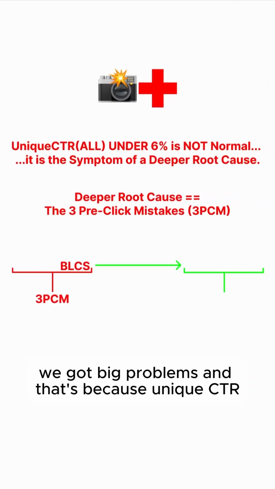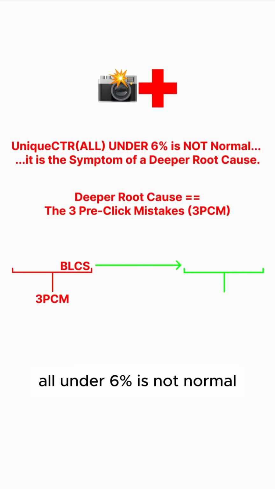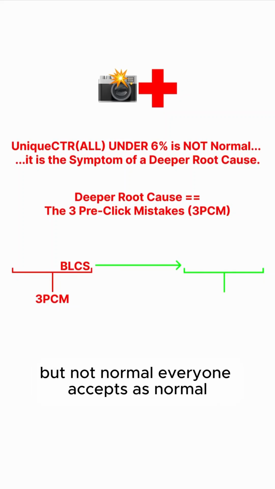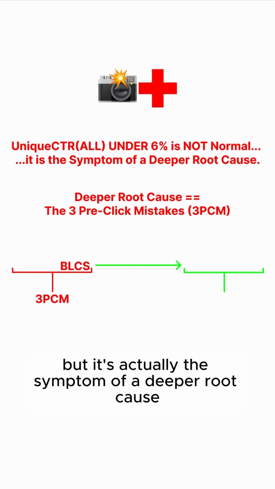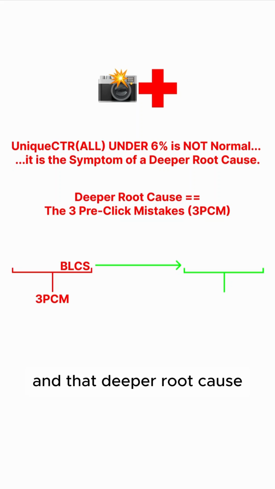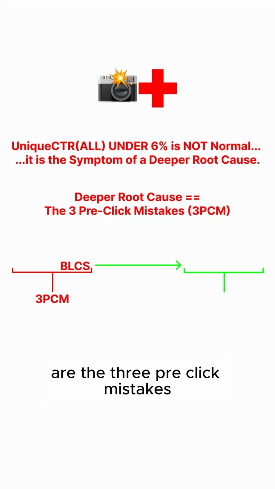And that's because unique CTR all under 6% is not normal. Extremely common, but not normal. Everyone accepts it as normal, but it's actually the symptom of a deeper root cause. And that deeper root cause is the 3 pre-click mistakes.